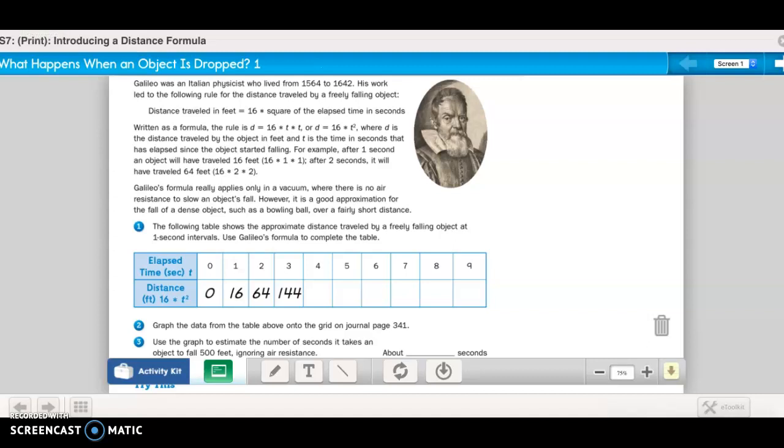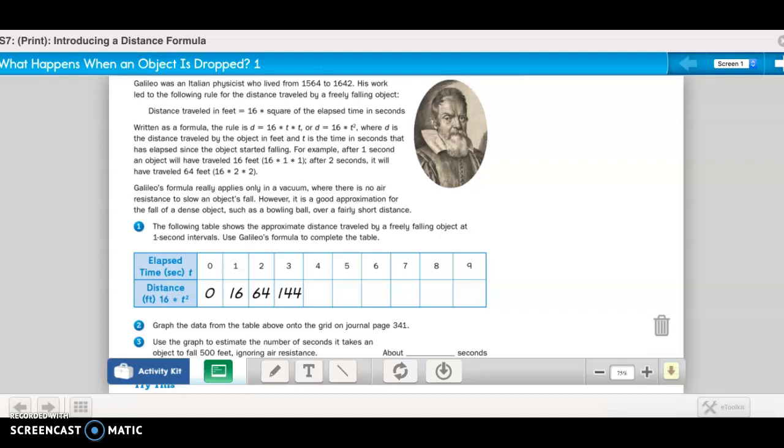So it says that Galileo was an Italian physicist who lived from 1564 to 1642. His work led to the following rule for the distance traveled by a freely falling object. Distance traveled in feet equals 16 times the square of the elapsed time in seconds. Written as a formula, the rule is d equals 16 times t squared, where d is the distance traveled by the object in feet and t is the time in seconds that has elapsed since the object started falling.